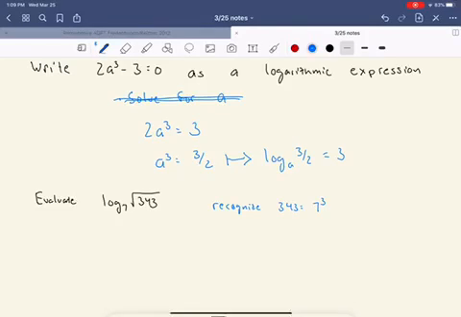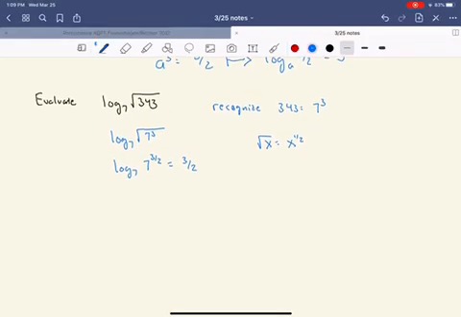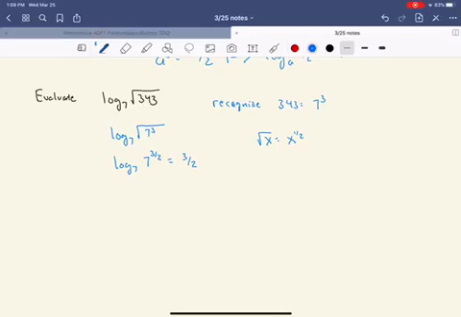Okay? Once we recognize that, then we take log base 7 of 7 to the third, but you're taking the square root of that. Now, square root, remember, is the same thing as taking the power 1/2. So, log base 7 of 7 to the 3/2, and so we get 3/2 back. Okay? All right. Next problem.